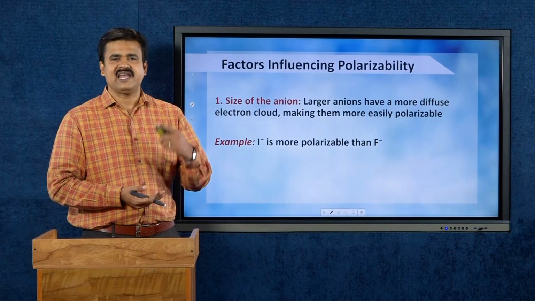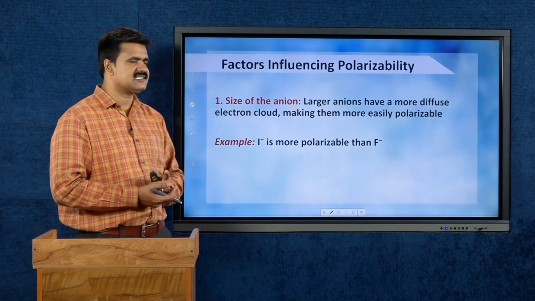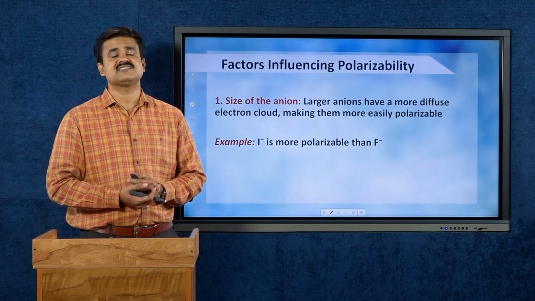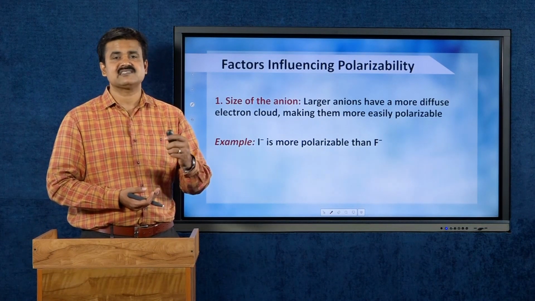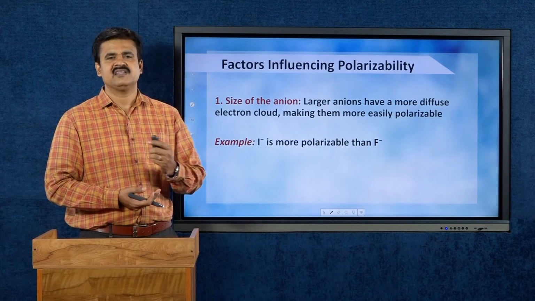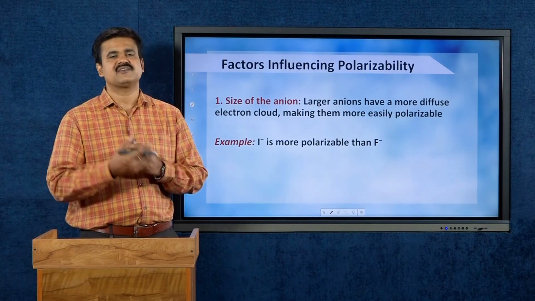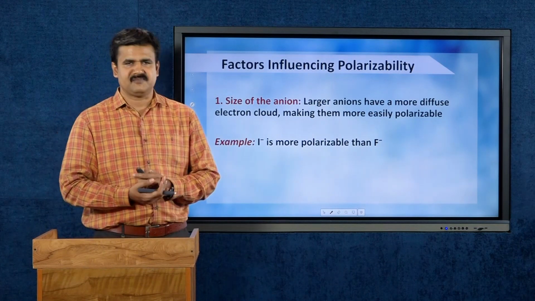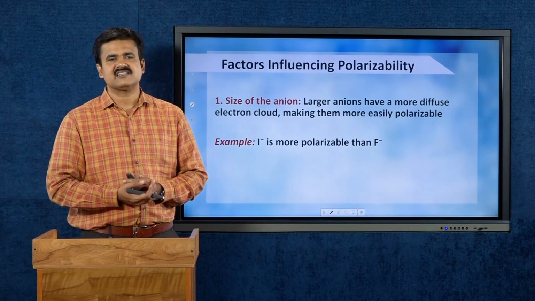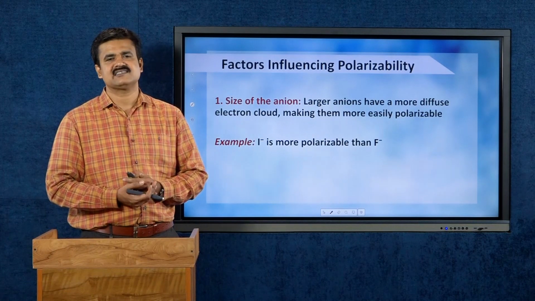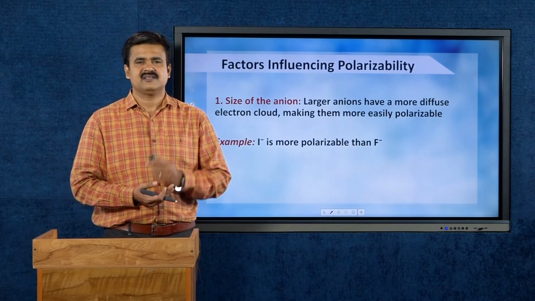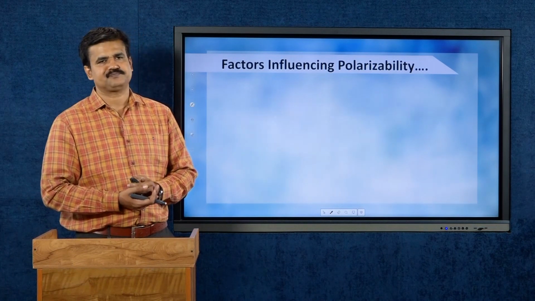Moving on to an example, that is I minus. I minus is a bigger sized anion, which is bigger in size when compared with Cl minus, Br minus and even F minus. That is, for the sake of convenience, we are taking two ions for comparison, that is I minus and F minus. So, it is very well clear that I minus is biggest in size and F minus is smallest in size among the anion radicals of halogen.